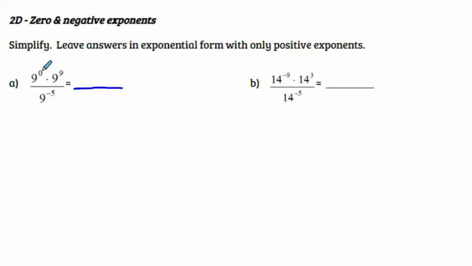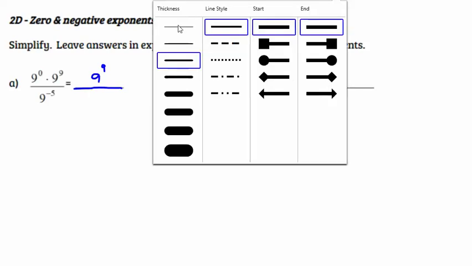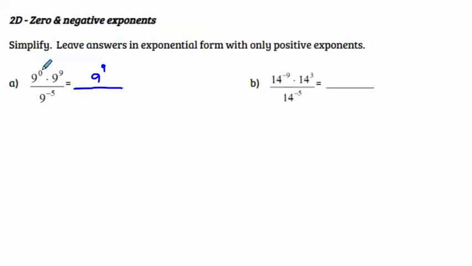You could think of this as, well, 9 to the 0 power is 1. And so I don't really even need to worry about that because 1 times anything makes it itself. So that would be 9 to the ninth power. The other way to have thought about this would be to add the exponents since it's multiplication, and 0 plus 9 is 9. Either way, you get the same thing. And then we have 9 to the negative fifth power on the bottom.